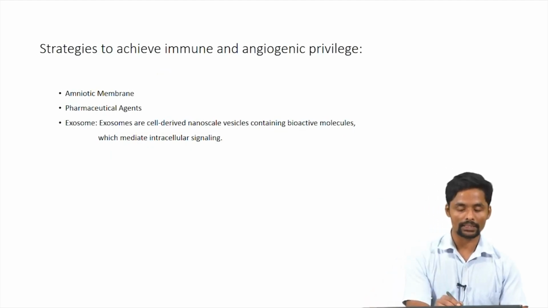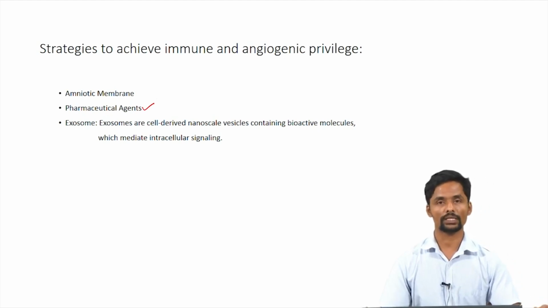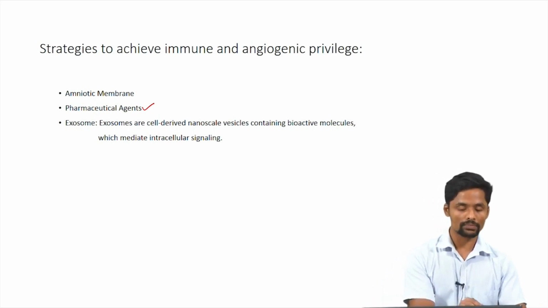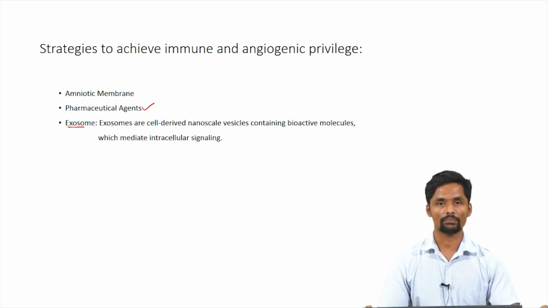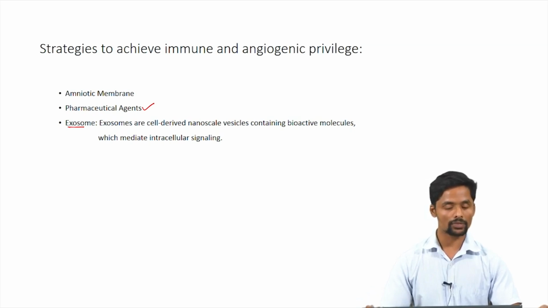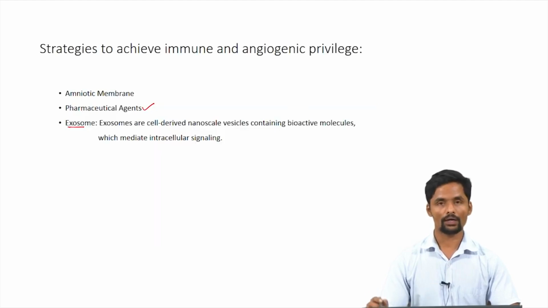And many pharmaceutical agents that are anti-angiogenic or anti-inflammatory agents are used for corneal wound healing to achieve the immune and angiogenic privilege, but at the same time exosomes are cell derived nanoscale vesicles that are secreted out, and these exosomes contain several bioactive molecules that have various functionalities. The exosomes that have been released by corneal epithelial cells are known to be involved in the wound healing process, and the use of these exosomes for corneal wound healing is proven better. Thank you.